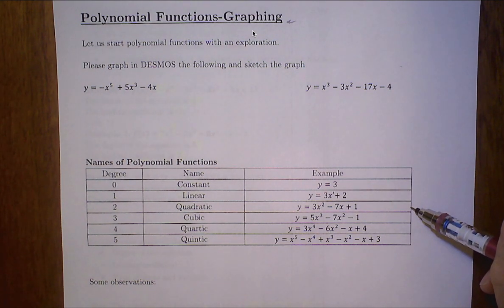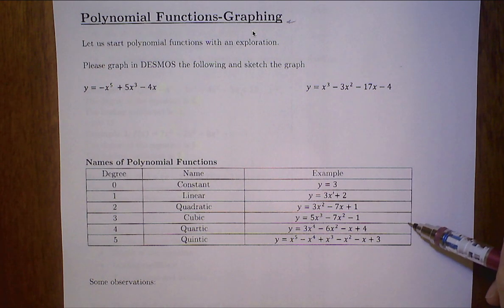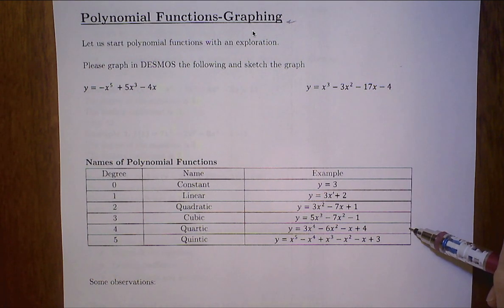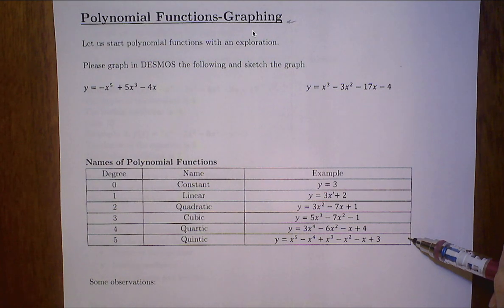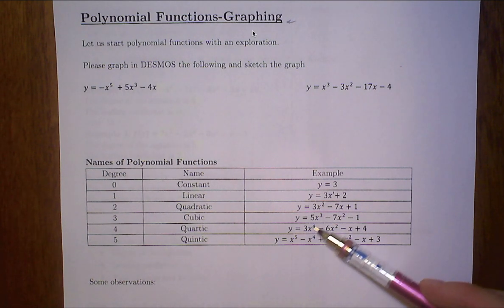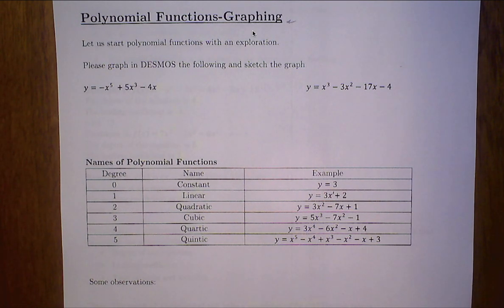A second degree polynomial is a quadratic. A third degree polynomial function is cubic. The fourth degree polynomial function is quartic. The fifth degree is quintic. So really, for each of these, the degree matches up with the highest exponent seen in the equation.